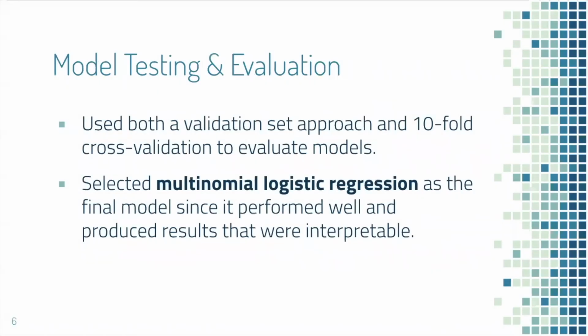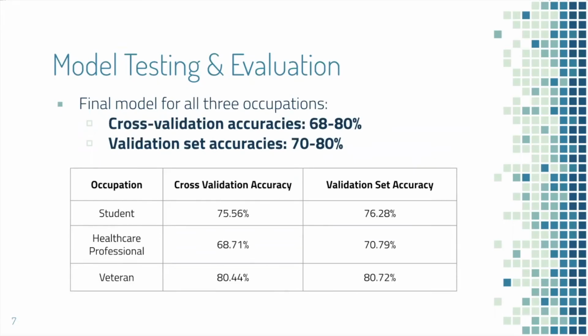During our model selection process, we used both a validation set approach and tenfold cross-validation to evaluate models using random forests, bagging, multinomial logistic regression, and support vector machines. After comparing our models, we selected multinomial logistic regression as the final model since it performed well and produced results that were interpretable. As you can see from the table below, our final models show cross-validation accuracies from 68 to 80% and validation set accuracies from 70 to 80% for the 3 occupations. So we're able to predict BZD use with high accuracy for all 3 occupations.